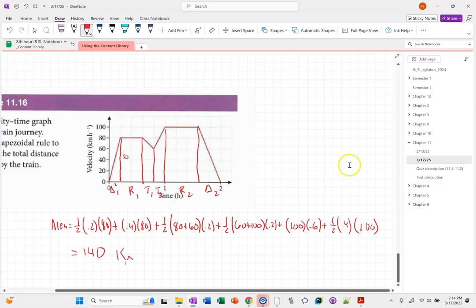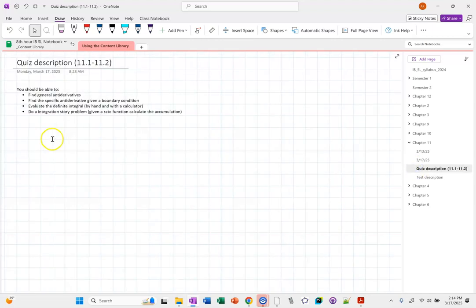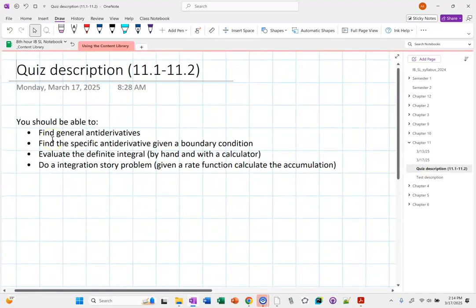So, your quiz description, and that's going to be next class. I'm going to ask you to find general antiderivatives. When I say general antiderivative, what do you need to make sure you include? The plus c at the end. Yes. Remember, you got to have a plus c.